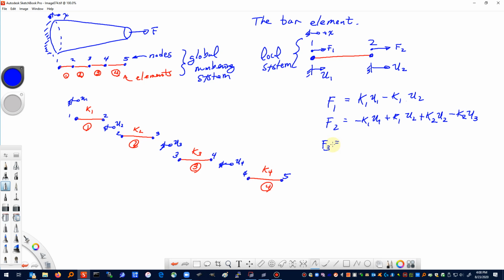The left side is going to look like this, minus K2 U2. It's the equal and opposite of this, plus K2 U3. Alright, and now there's going to be a K3 stiffness, K3 U3 minus a K3 U4.